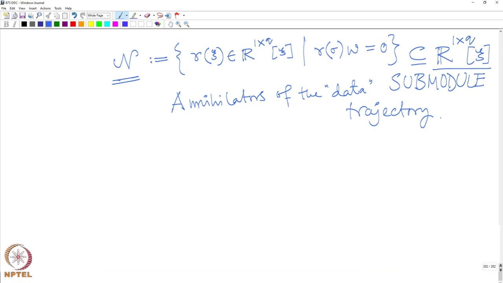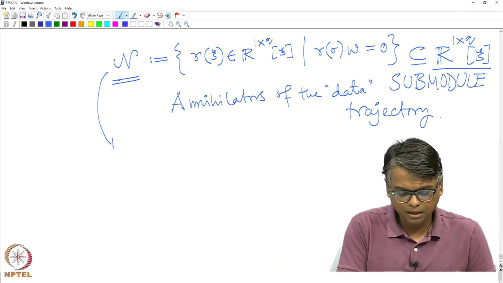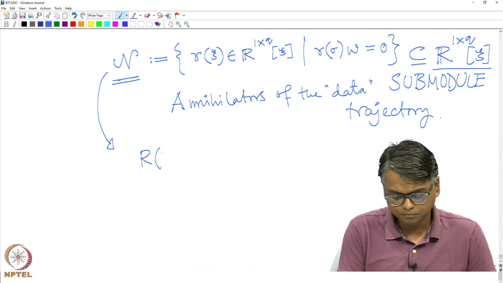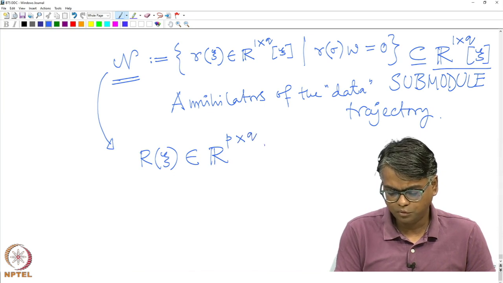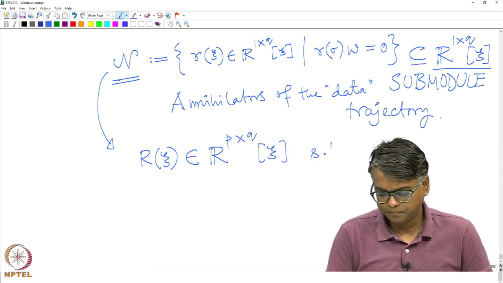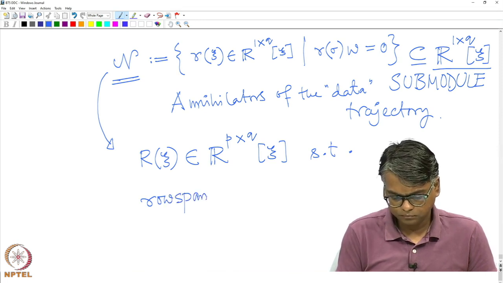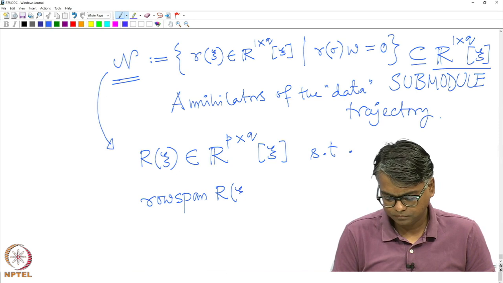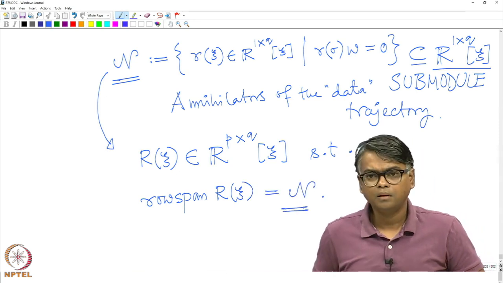Nonetheless, because this is a submodule, what you can notice here is that this submodule, being a submodule of a Noetherian module, is going to be finitely generated. So, I will be able to find a matrix R(xi) of certain size, finite of course, p cross q in xi, such that the row span of R(xi) will be equal to n, right.